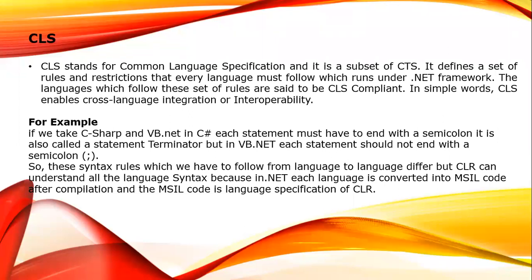What is MSIL code? Microsoft Intermediate Language code. After compilation, the MSIL code is the language specification of the CLR. Then this code is passed to the CLR. Then the CLR passes this code to a compiler. Got that? If you are understanding this concept, please raise your hand. If any doubt is there, we will solve your doubt at the end of this session.